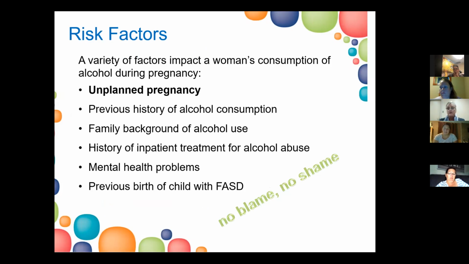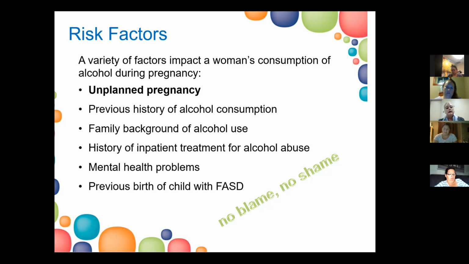So what factors impact a woman's likelihood to drink alcohol during the pregnancy? Number one is an unplanned pregnancy. She doesn't know she's pregnant. She can't modify her lifestyle plans or habits if she has an unplanned pregnancy. So that is certainly the first and foremost risk factor. A previous history of alcohol consumption, not abuse, just social use, perhaps social use that would put a fetus at risk. A family background of alcohol use. That's drinking a glass of wine with dinner, sharing that wine in some cultures with children, a little bit of wine at dinner. So any alcohol use in the environment would place a woman at risk for drinking alcohol during pregnancy.